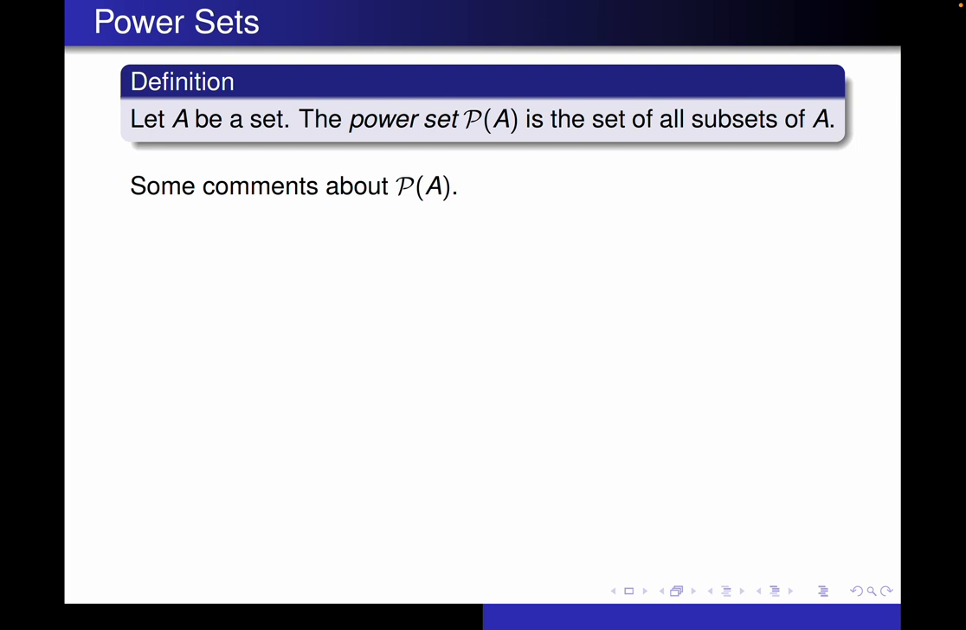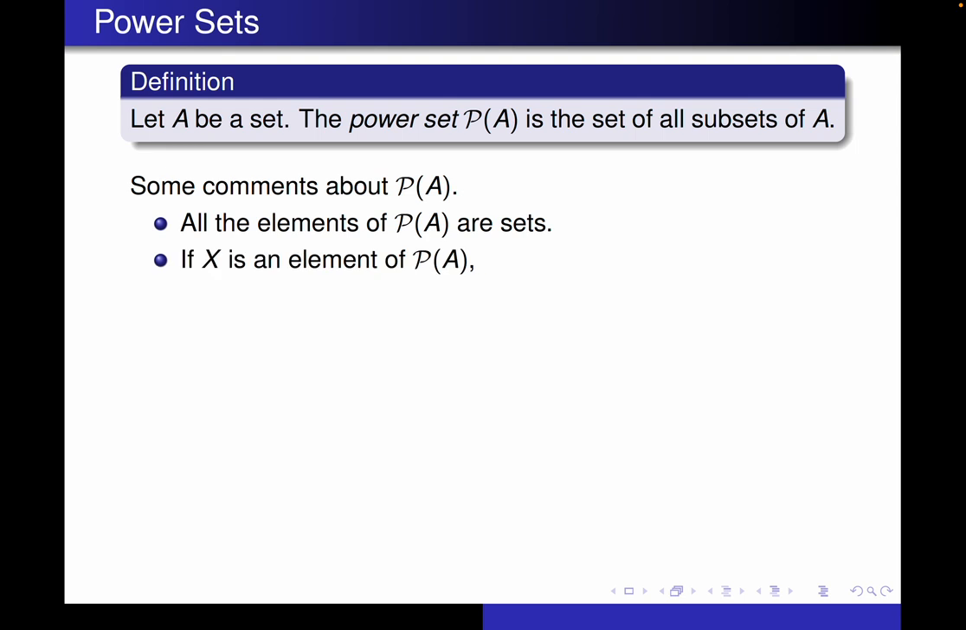So just some comments to see if we can clarify this a little bit. All the elements of P of A are subsets, are sets, right? So they aren't individual elements of A, they are sets. If X happens to be an element of P of A, in other words, X is itself a set, any element of X must also be an element of A. That's just what it means for X to be a subset of A, right? The power set contains all subsets of A. If X is an element of P of A, X must be a subset of A.